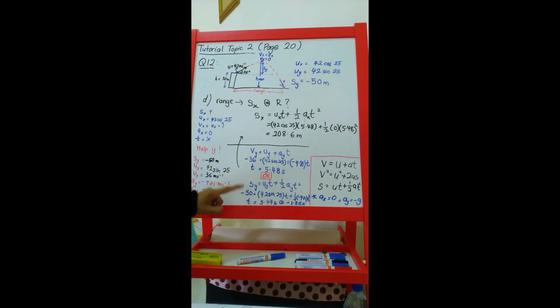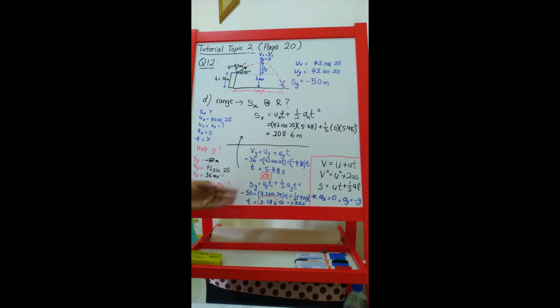If you use this equation, Sy equals negative 50, Uy is that one, time, and then you get that. But if you use this, you will get two answers. One is 5.48 actually, and the other is negative 1.86. So how do you choose? Logic. You choose the positive one since time does not have a negative value. So you see, if you choose any equation, you will get the same answer.